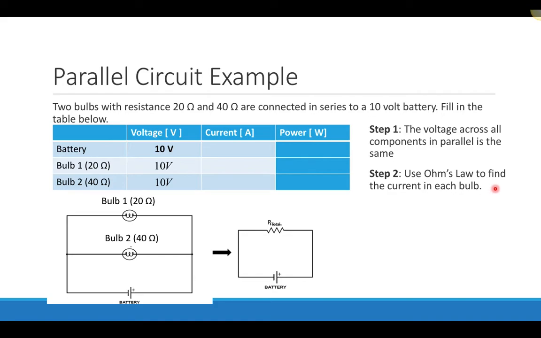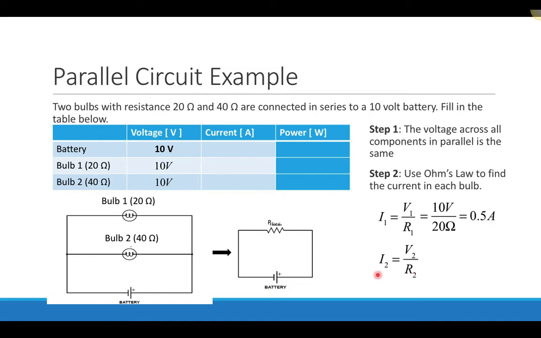Next, we can use Ohm's law to find the current in each of the bulbs. So we know the voltage across each of the bulbs and we know the resistance, so we should be able to find the current. So the current through bulb 1 is just the voltage across that bulb over the resistance. The voltage is 10 volts. The resistance of that bulb is 20 ohms. 10 over 20 is 0.5 amps.